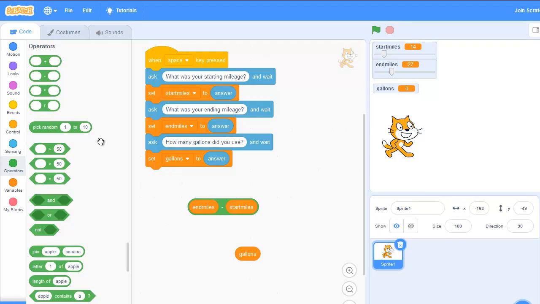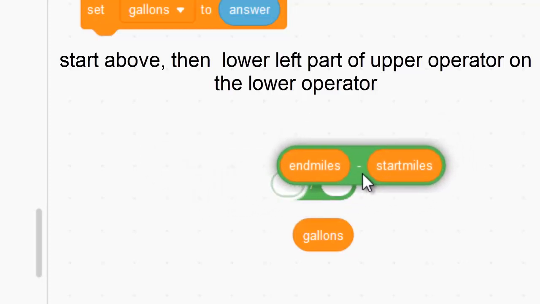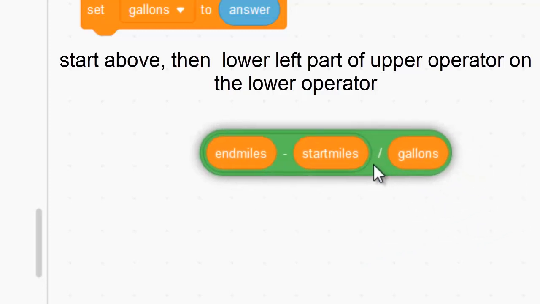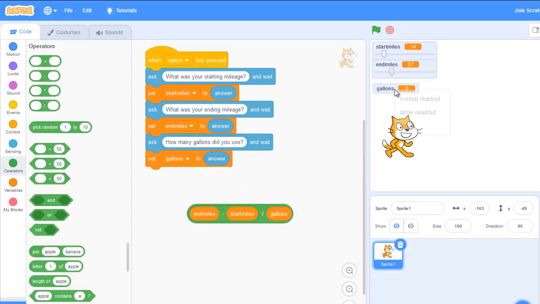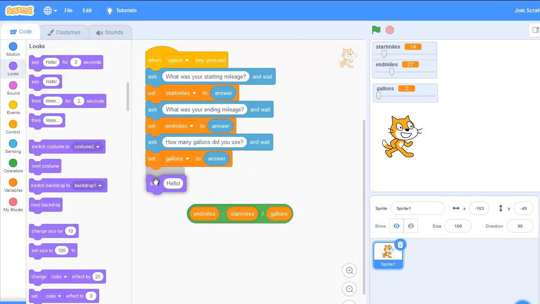Next, we're going to need to divide the total miles that we traveled, which is right here. And we just have to line that up correctly, and then we'll divide by our gallons. And if we wanted to test this, we could change that to a slider, and we can click on that, and that would give us our answer. Okay, let's go ahead and we'll take our answer, and we will say what the answer is.